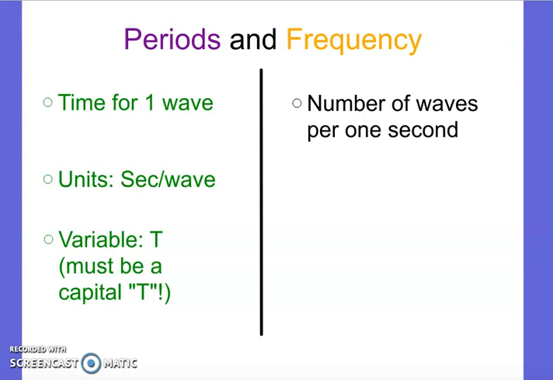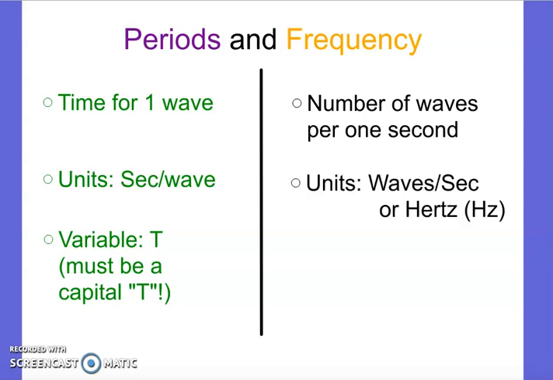Then just to recap, frequency is our number of waves per 1 second. Our units would be waves per second, or the hertz, which we can abbreviate as Hz. And it's our script F for our variable. And then just as a reminder, the period and the frequency, if you look at the units, our units are inverses of each other, and that is because that is the relationship that exists between period and frequency. So 1 over the period would equal your frequency.